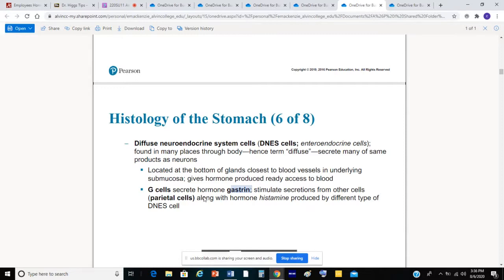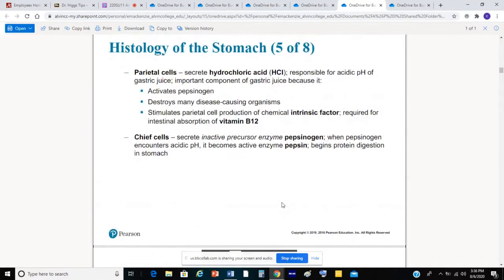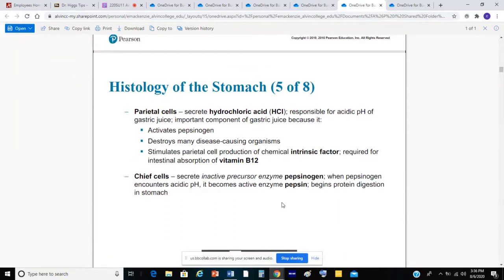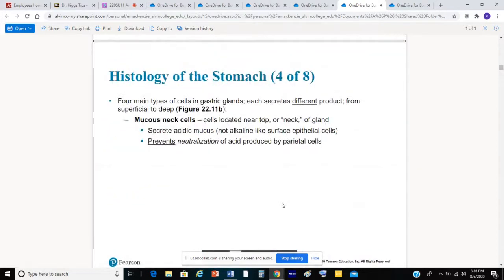G cells make gastrin. Gastrin stimulates all the other cells in the stomach to release their products. Chief cells make pepsinogen, which gets activated to pepsin, which breaks down proteins. Parietal cells make hydrochloric acid, which can break down food, and it makes intrinsic factor to help absorb vitamin B12. And mucous neck cells make mucus to help neutralize all the acid in the stomach for protection.